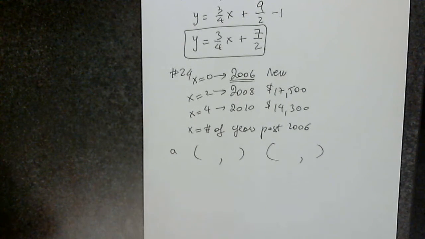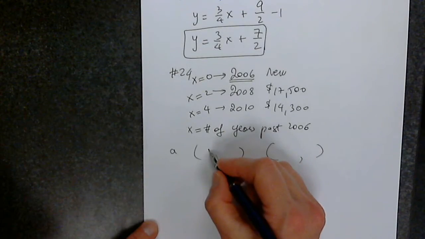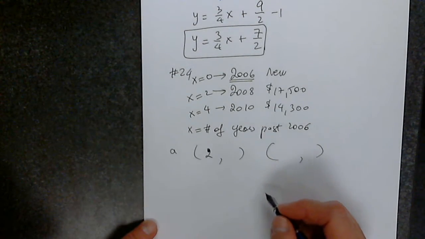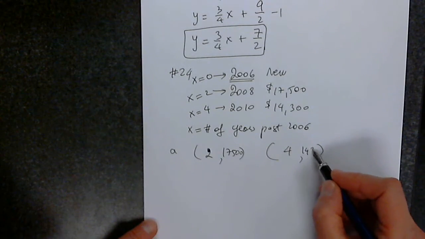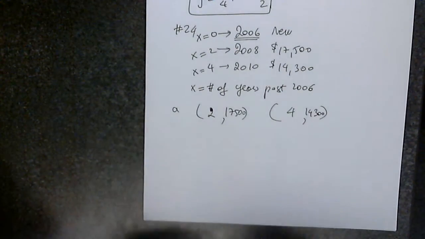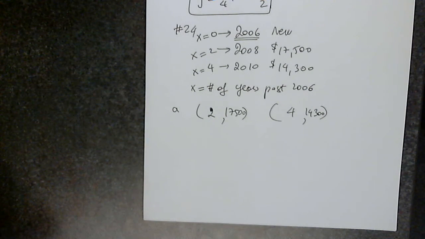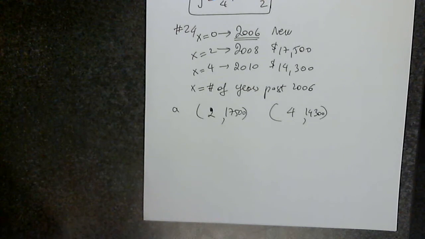Right, the time is independent. So 2, comma, 17,500, and 4, comma, 14,300. Good. What will we determine first? Slope. Okay, so let's find the slope and let's find the equation. Very good.